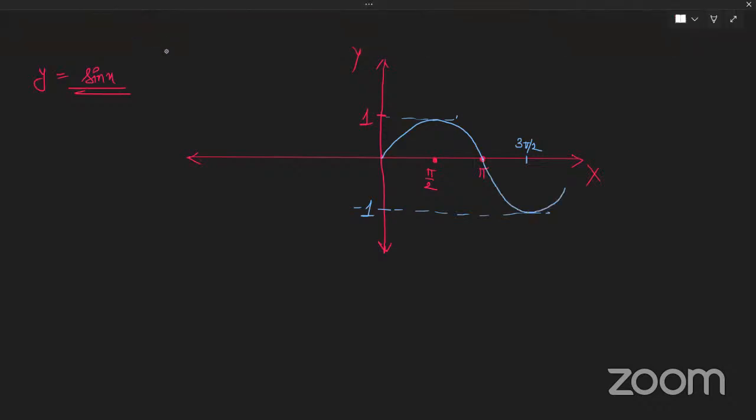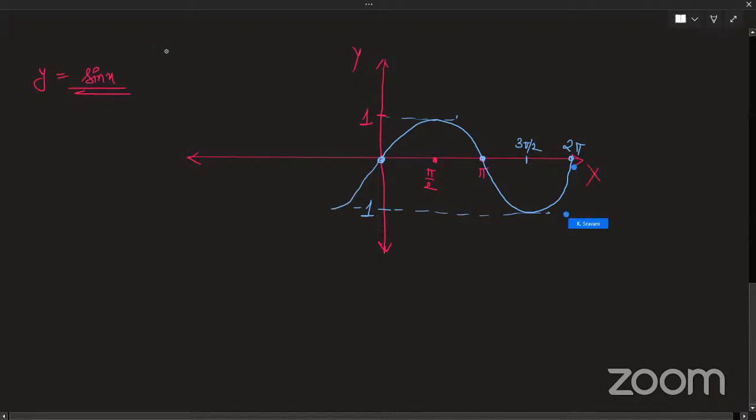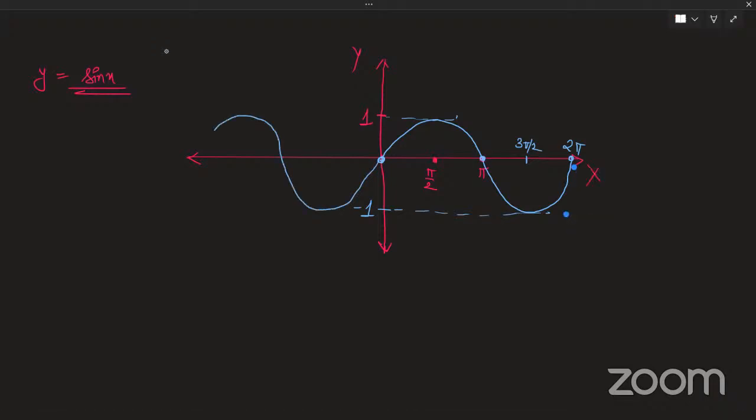And at 2 pi it becomes 0 again, back to 0, right? And the same is replicated on this side. Just rotate this figure by 180 degrees. So it goes something like this, comes here, and continues for infinitely many alternations, right?